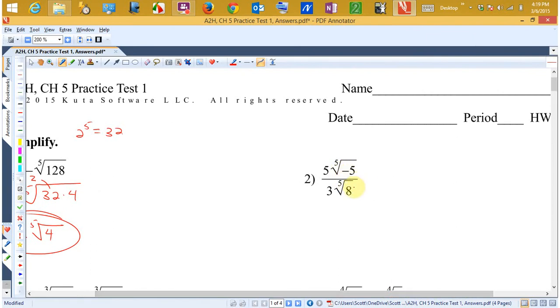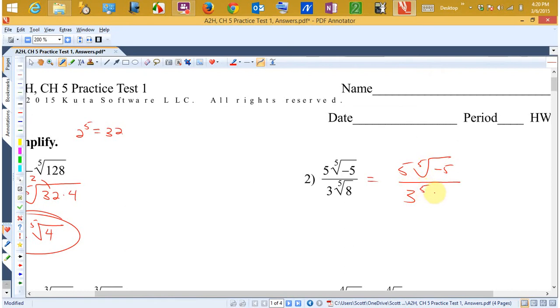What we have is two fifth roots. Now you can combine those under the same root, but if I combine those under the same root, I would have the fifth root of a negative 5 over 8. That's not going to help me any, so I'm going to split them up. And that's going to be 5 times the fifth root of a negative 5, over 3 times the fifth root of 8.